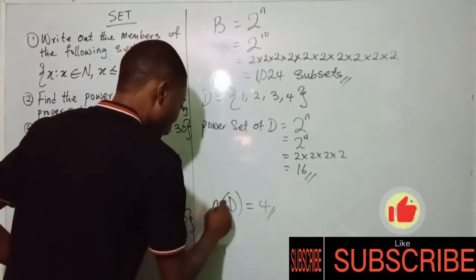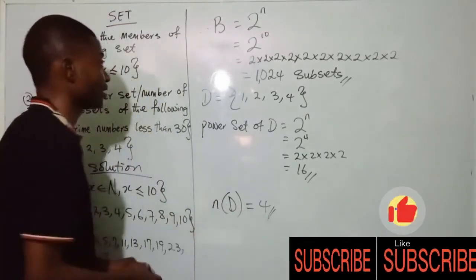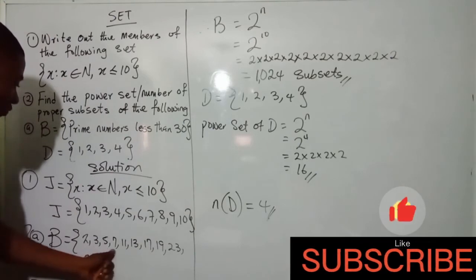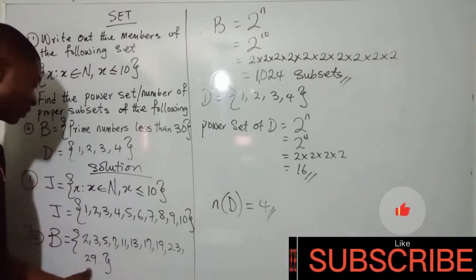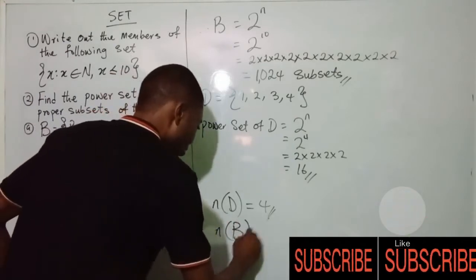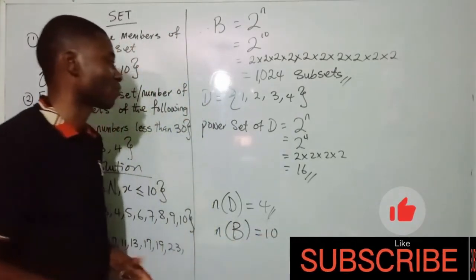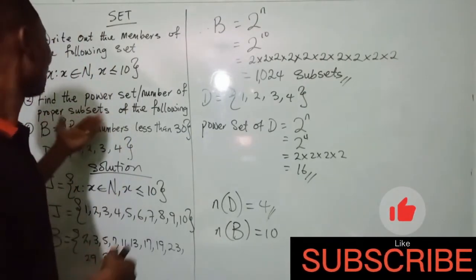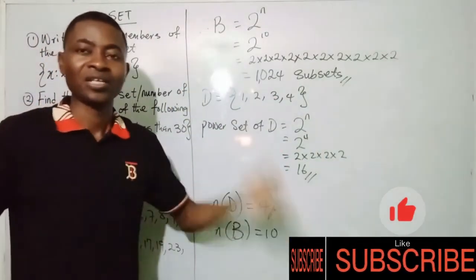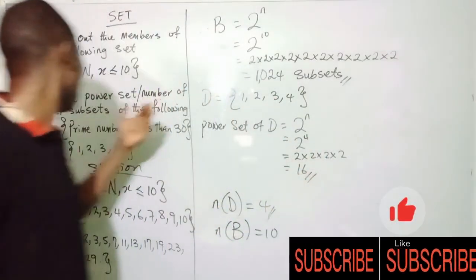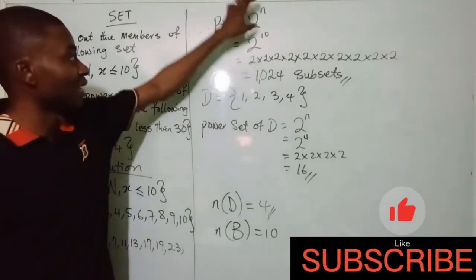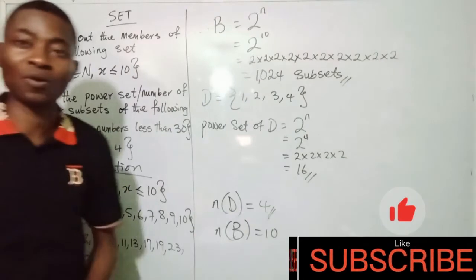Okay, you can do this. Number of elements of set D, you get this. Number of elements in set B, if it's B, you have what? 1, 2, 3, 4, 5, 6, 7, 8, 9, 10. That is 10. So the number of elements in set B now is equal to 10. But when the question now says find the number of the power set or the number of proper subsets of a particular set, then we have to use the formula 2 raised to the power of n.